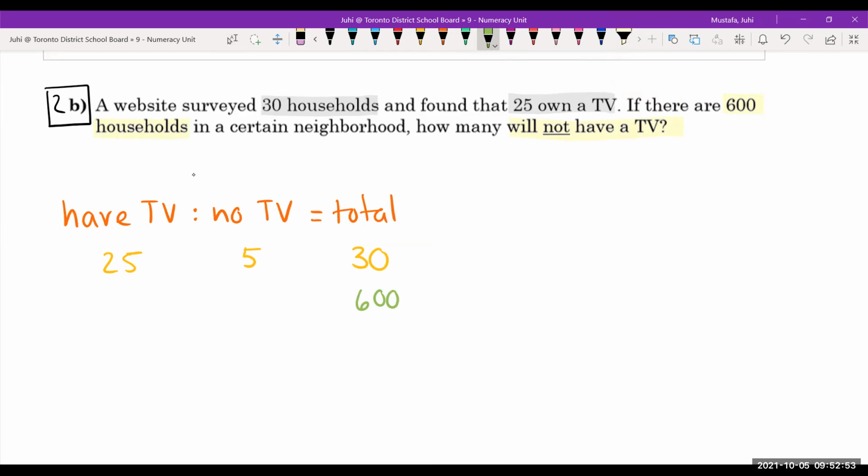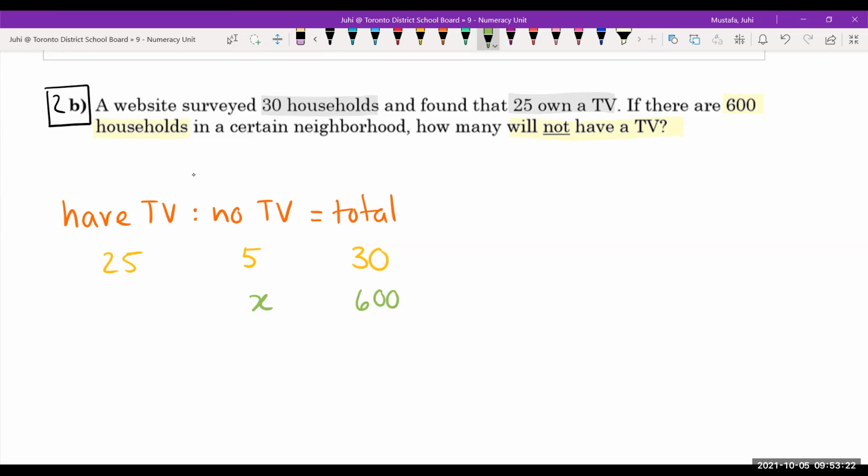And we have multiple categories, but the question is saying how many will not have a TV? So where am I going to put my X? I'm going to put it under no TV. For this question, this column right here, have a TV, is not relevant anymore. We don't need it. We're not going to use it for our calculations. We always look for the numbers or the things that we have vertically. So we have a 5 and an X and a 30 and a 600. We're going to use those to make our proportion.